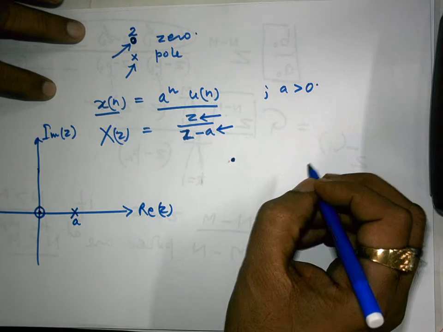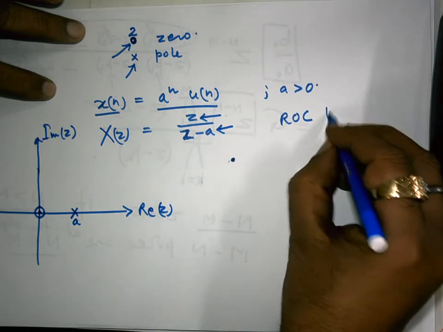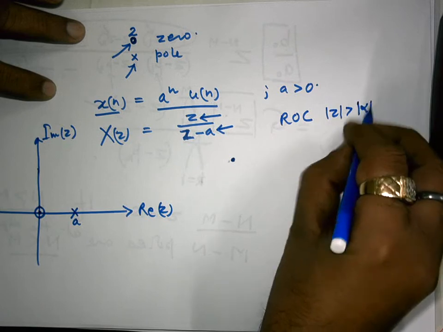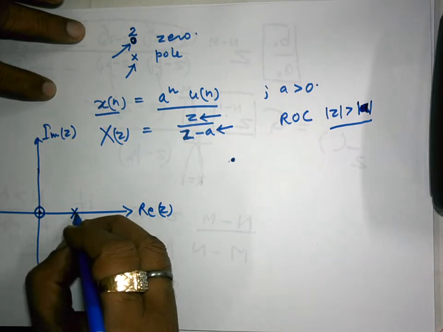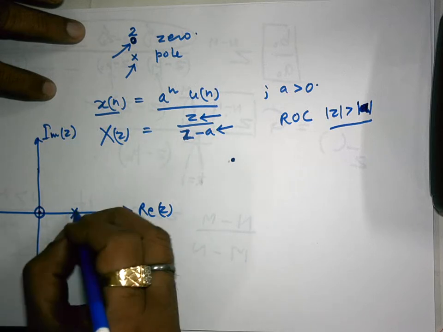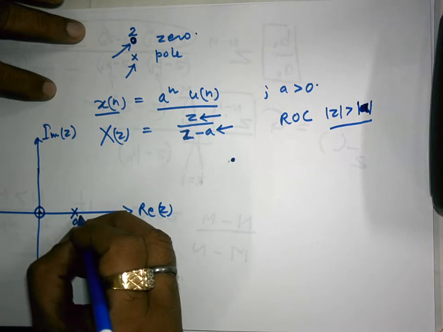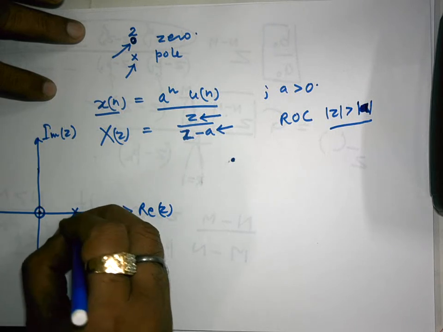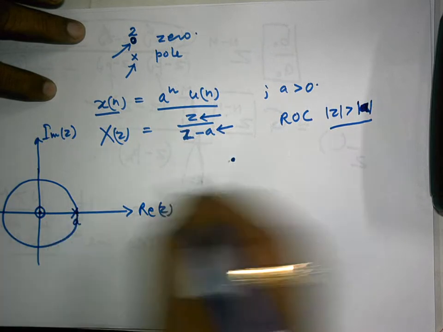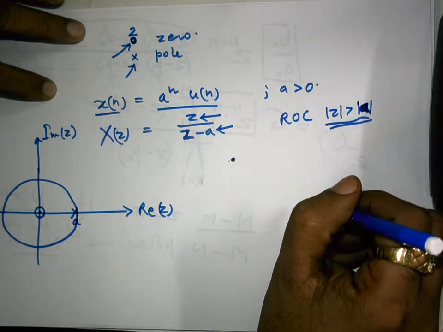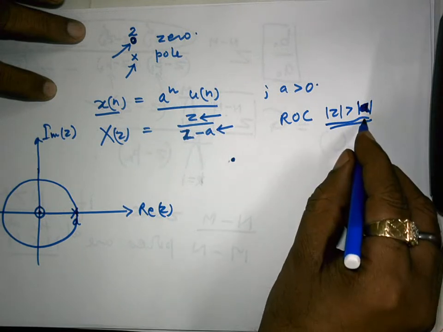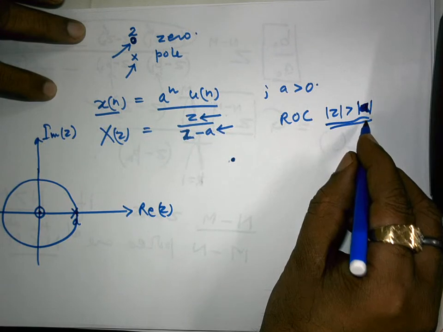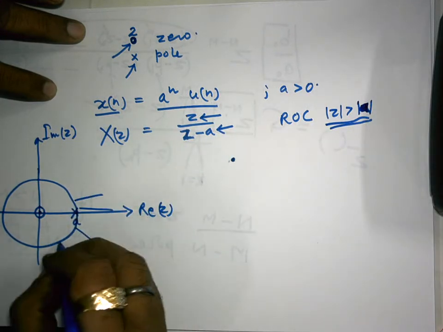Now what is the region of convergence? The region of convergence is mod Z greater than mod A. So naturally you will draw a circle having radius A, and exterior to this circle will be the region of convergence. Why? Because this is greater than A. It is not including A. You should always note it down that it is not including A. So this is exterior to this circle.